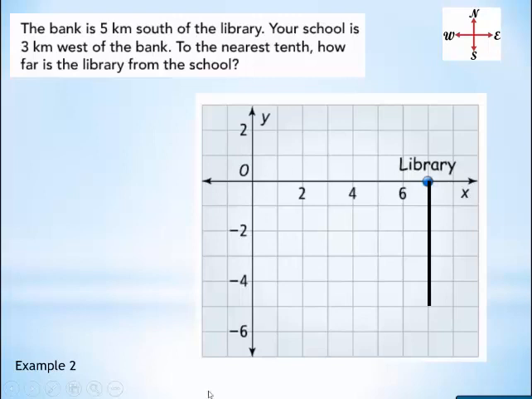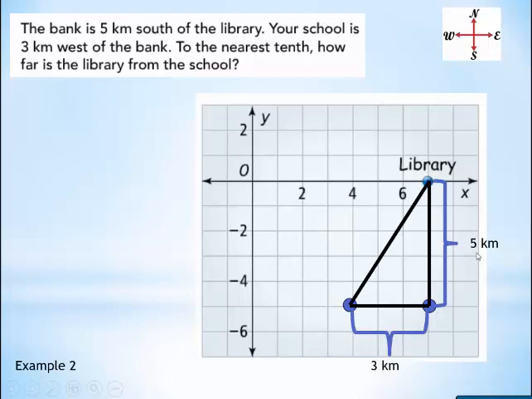Always check your scales, remember? There's a question on your test where the scales go by 2 instead of 1. To the nearest 10th, and then I want to go 3 kilometers west, which would be this way. And then 3 squared plus 5 squared. Don't tell me that's 4 squared, because it has to be a 3, 4, 5, not a 3, 5, 4.